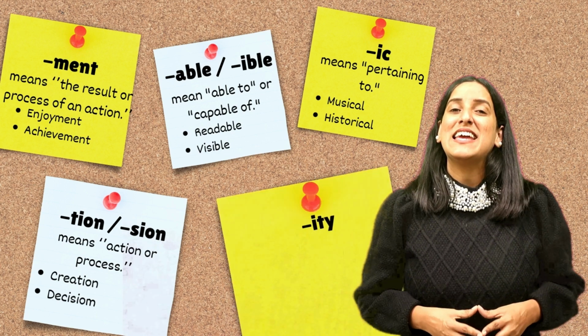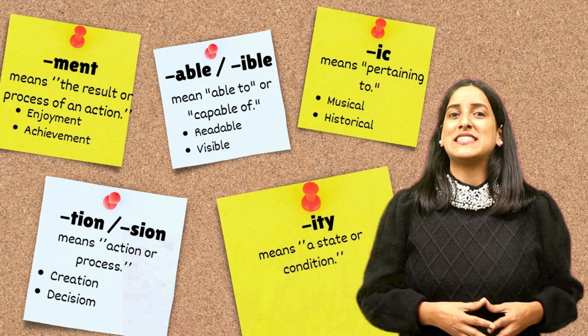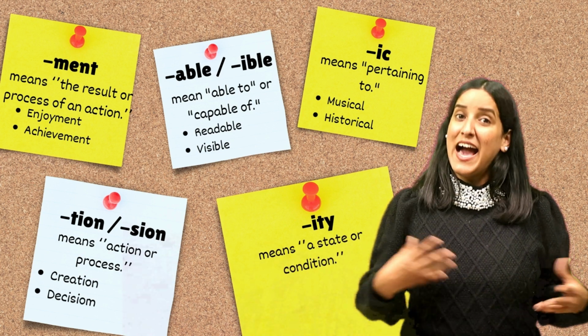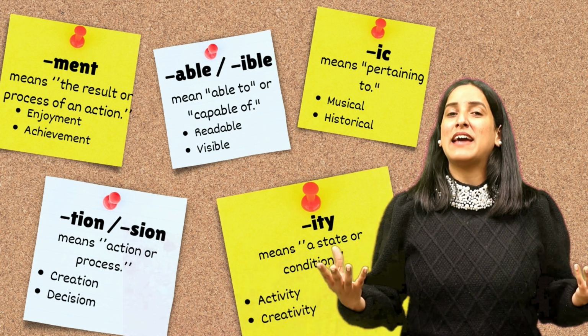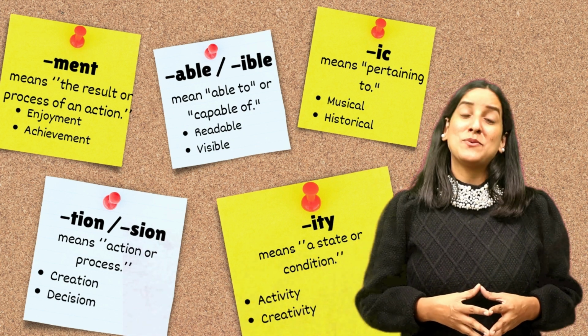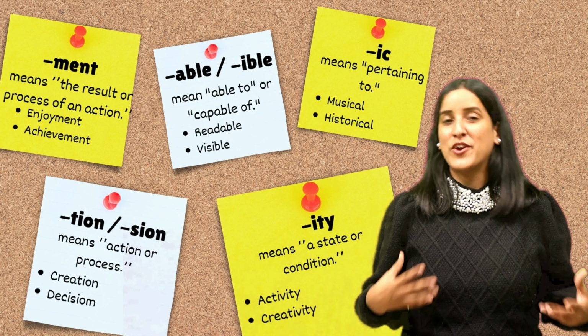The next one is ity. Now this suffix turns adjectives into nouns, indicating a state or condition, like active becomes activity, the state of being active. All right. The next one is creative becomes creativity, the quality of being creative, right? Great. The next one being this one, which is ness.